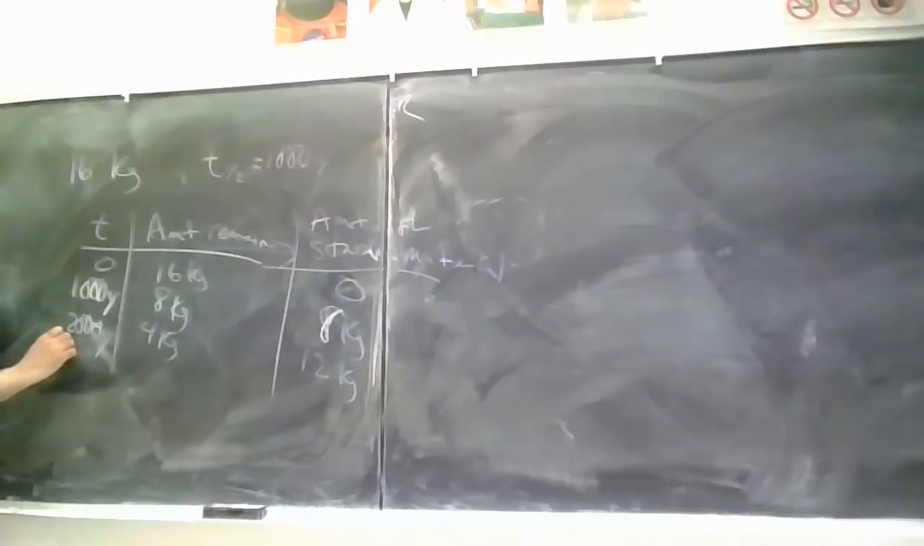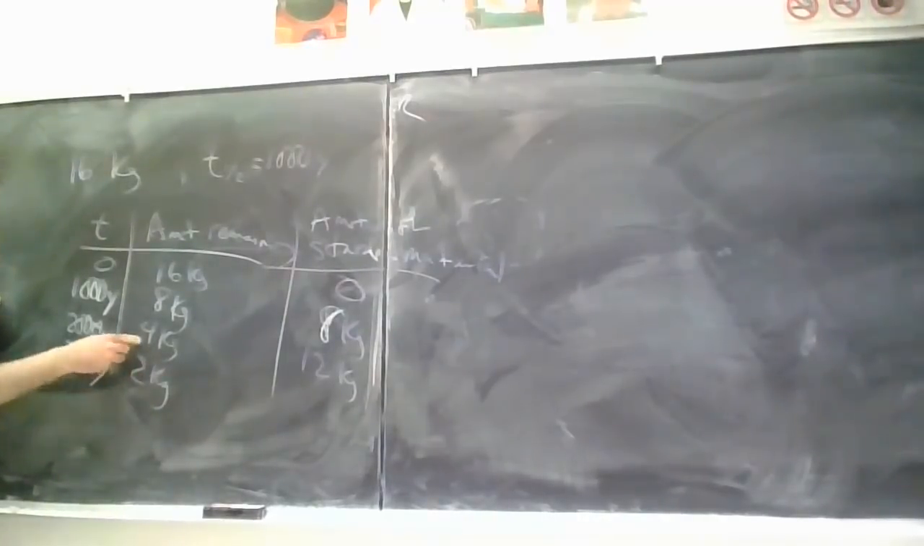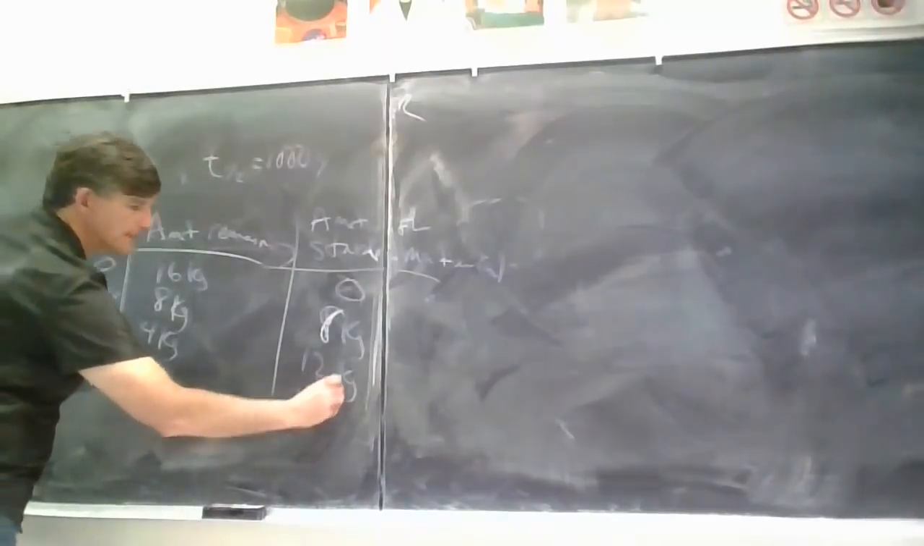Okay. How many years? 3,000 years, which is another 1,000 years. Another half-life has passed. How many kilograms will be left? We're going to be down to 2 kilos, exactly half of what you had. It doesn't matter what you start with. In a half-life, half of it will decay in that time. The other half will stay as radioactive. And so now over here this is 2, and this is going to be 14.